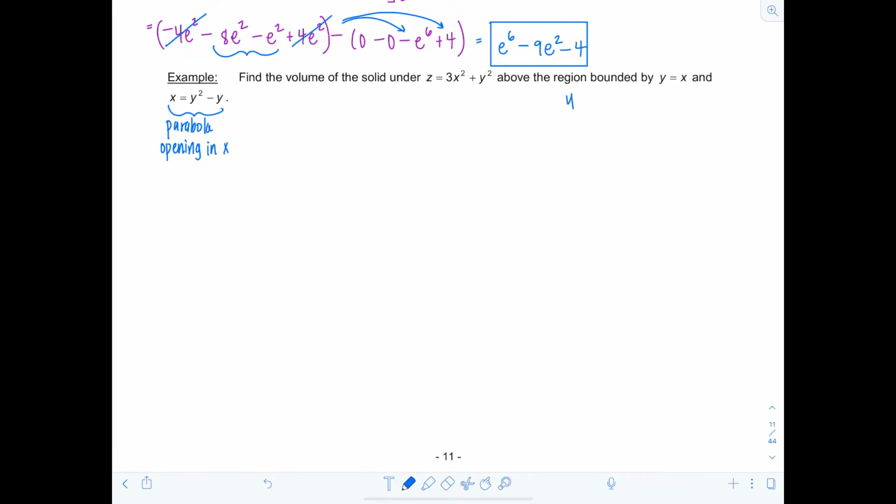So let's go ahead and find their intersection. So y equals x, and we have x equals y squared minus y. It makes the most sense just to substitute in y for x into the parabola's equation. So we have y equals y squared minus y. So y squared minus 2y is 0. I can factor out a y. So they intersect at 0, 0 and 2, 2.